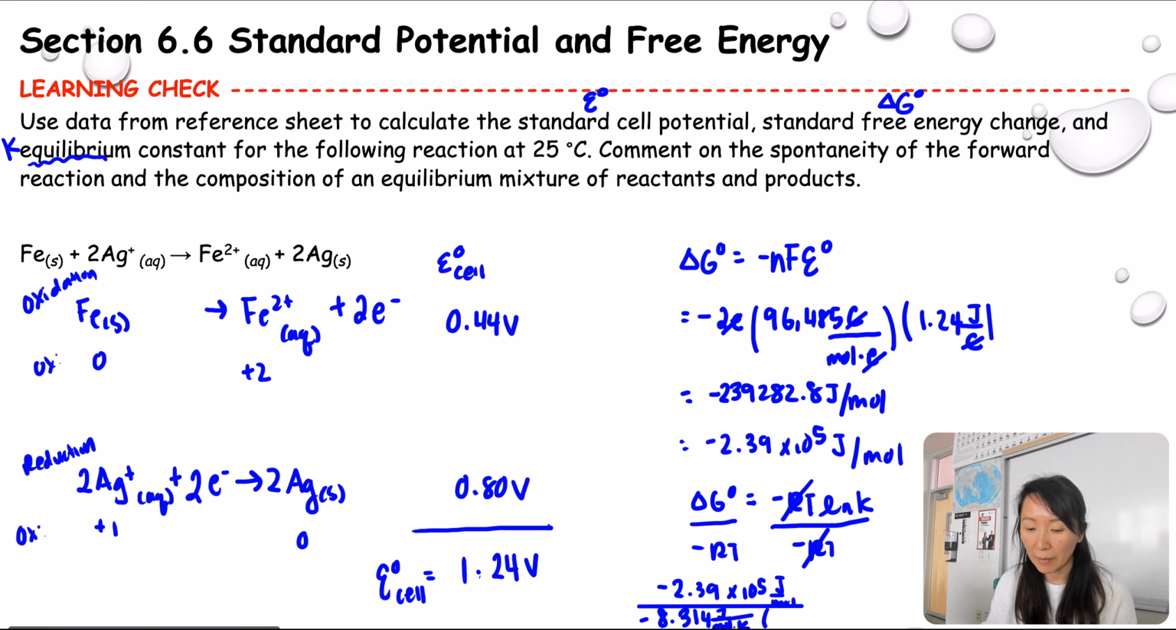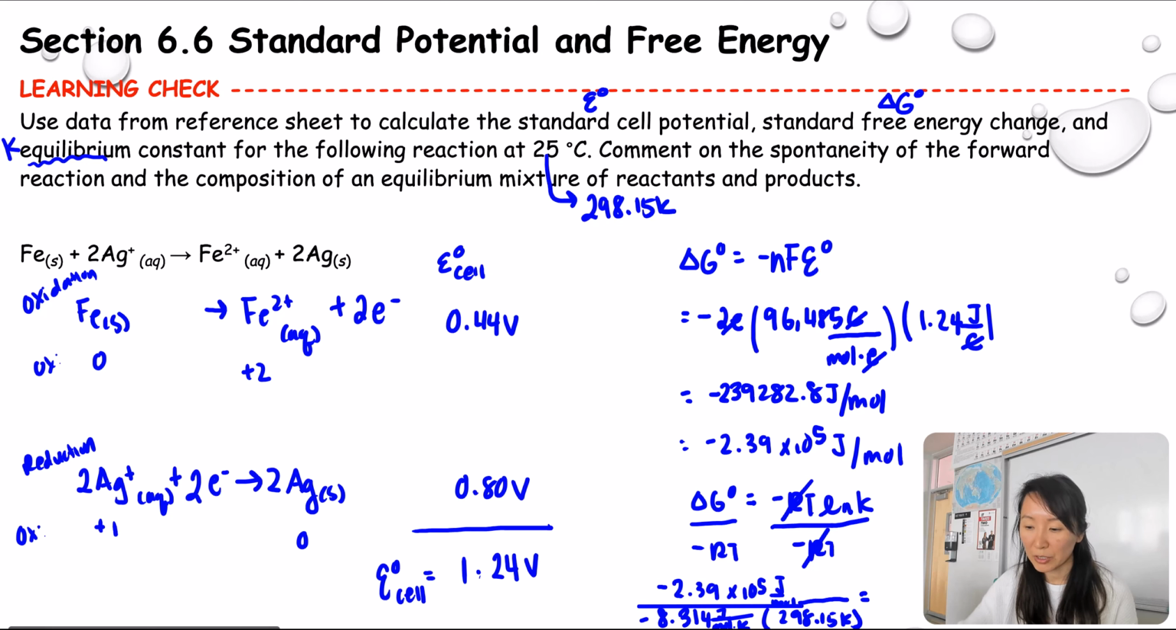And then temperature, it's 25 degrees Celsius, but if you were to take this temperature into Kelvin, it would be 298.15 K.